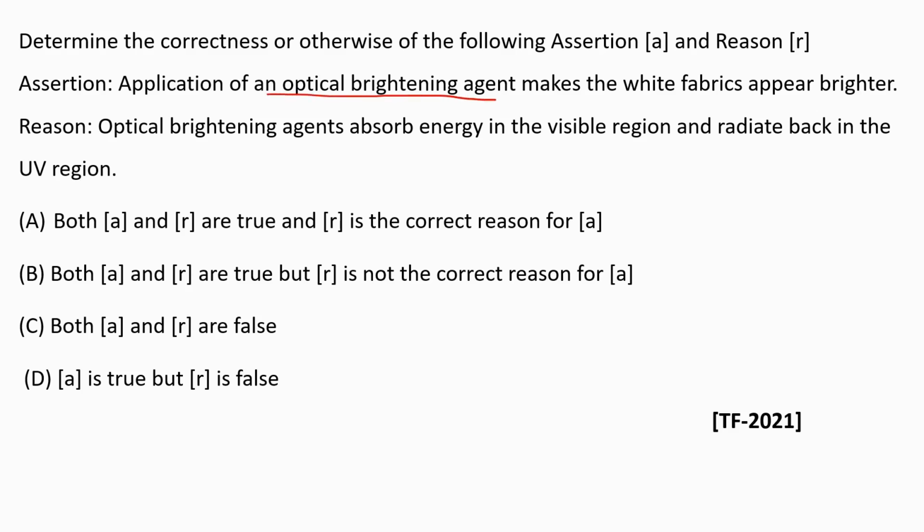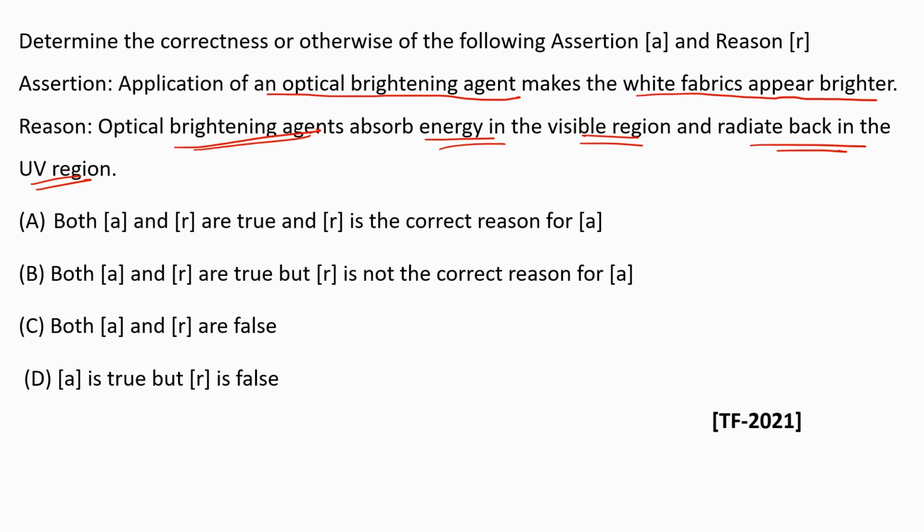Assertion: application of an optical brightening agent makes white fabrics appear brighter. Reason: OBA, optical brightening agent, absorbs energy in the visible region and radiates back in the UV region. If you know what OBA is and on which mechanism OBA works, then you can answer this question very easily. So what is OBA used for? OBA is a kind of nail that we use in our homes for cleaning. On typical principles these work.